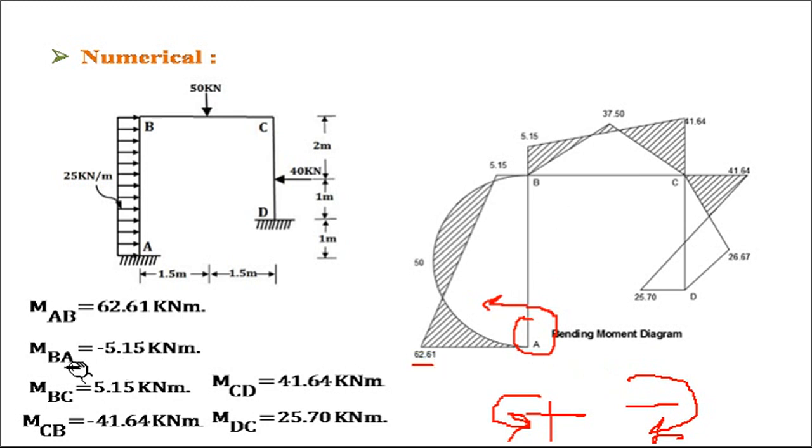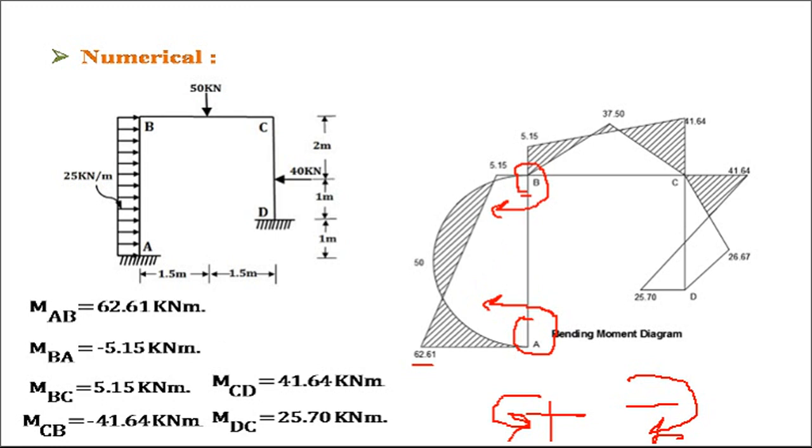Now the next moment is the moment in member BA. It is minus. Minus means clockwise. That means you have to keep the pen nearer to joint B towards A. Now you have to rotate the joint in clockwise direction. So I will rotate the joint in clockwise direction and it should cut the member BA once. That means this moment is acting towards the left hand side of B and it is 5.15. So connect these 2 points by a straight line.